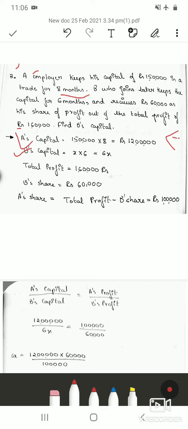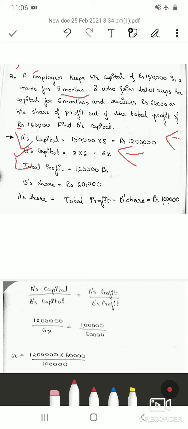And then they have given B joins later and keeps his capital for 6 months, but we don't know how much amount he is contributing. So let us assume it as x. Since he is keeping for 6 months, we can take B's capital as 6x. We have to find out B's capital.